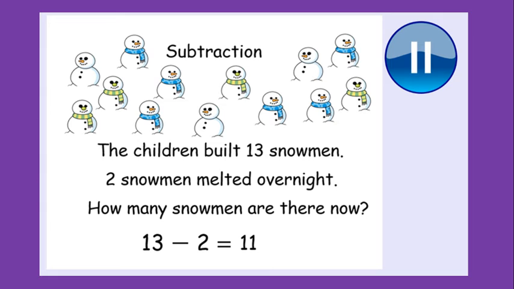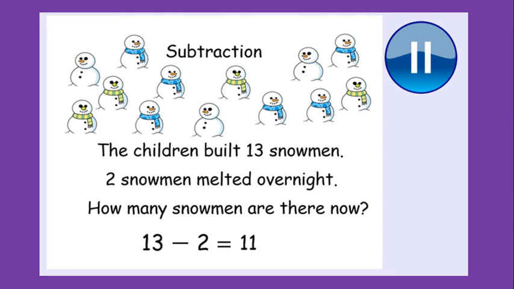Oh, I like this one. So, subtraction. The children built 13 snowmen. 2 of the snowmen melted overnight. How many snowmen are there now? So the number sentence reads 13 take away 2 equals 11. So we actually know what the number sentence says. We now need to demonstrate it, okay? We need to demonstrate it.